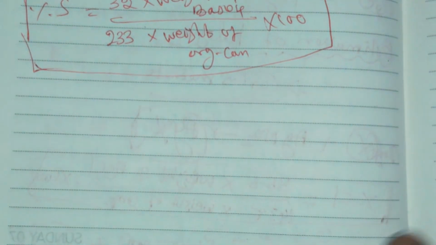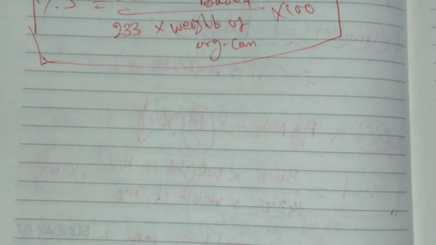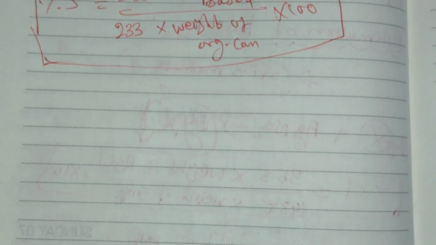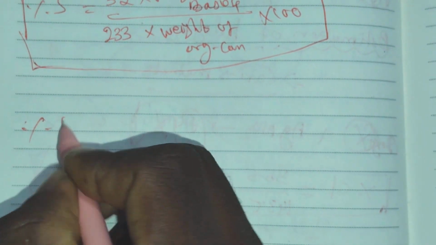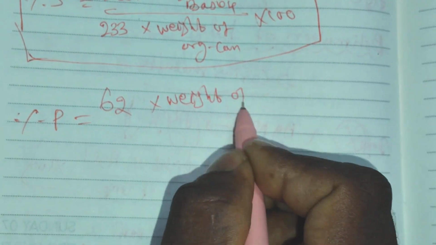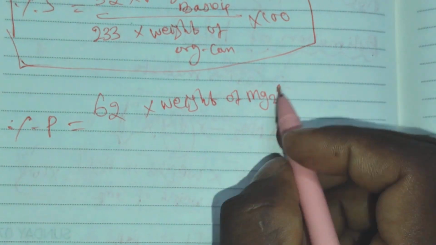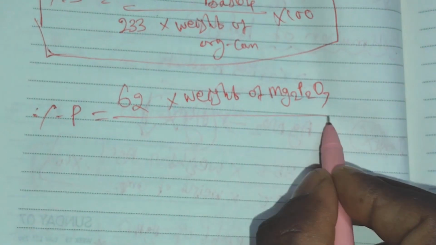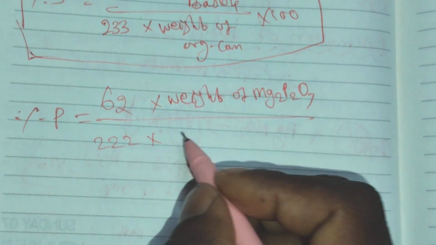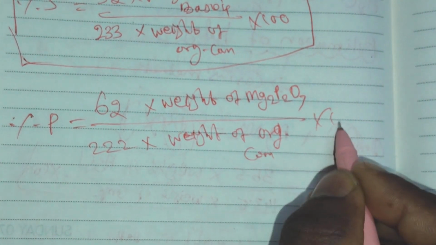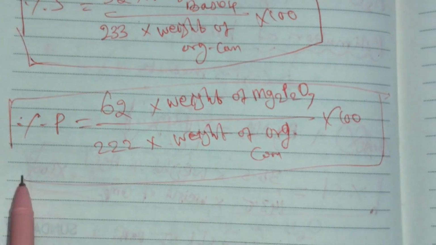So for the estimation of phosphorus, if the organic compound contains phosphorus, it will be converted to ammonium phosphate. For that reason we can find the percentage of phosphorus. The percentage of phosphorus is equal to 62 into the weight of magnesium pyrophosphate, Mg2P2O7, divided by 222 into the weight of the organic compound, into 100. So this is the formula for the estimation of phosphorus.